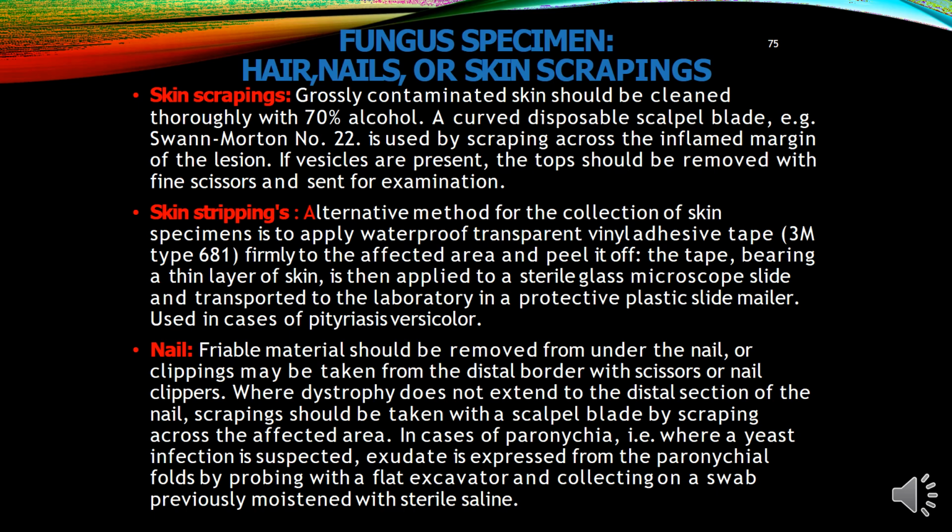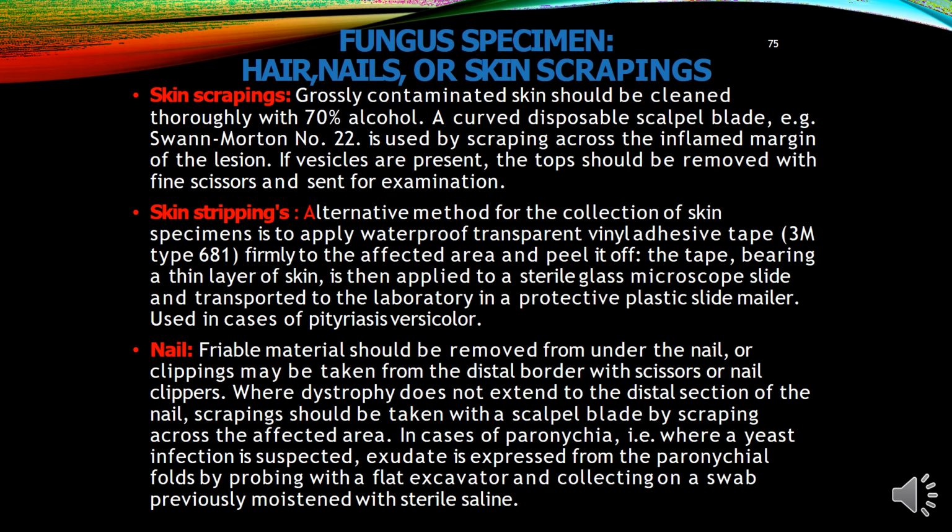A curved disposable scalpel blade, for example Swann-Morton number 22, is used. If vesicles are present, the tops of the vesicles should be removed, and using fine scissors, the sample should be sent for examination. Skin stripping is an alternate method for collection of skin specimens, by applying waterproof transparent vinyl adhesive tape firmly on the affected area and peeling it off. The tape bearing the thin layer of skin is then applied on a sterile glass microscope slide and transported to the laboratory in a protective manner.